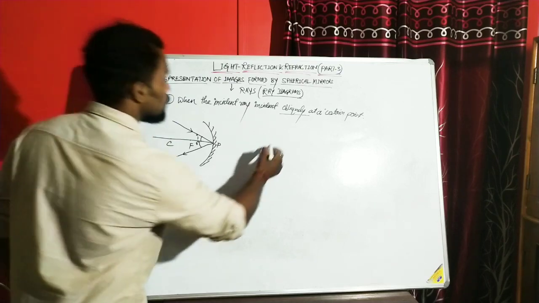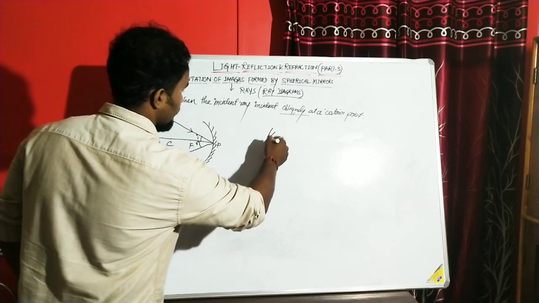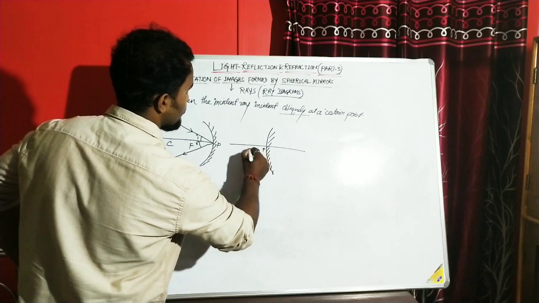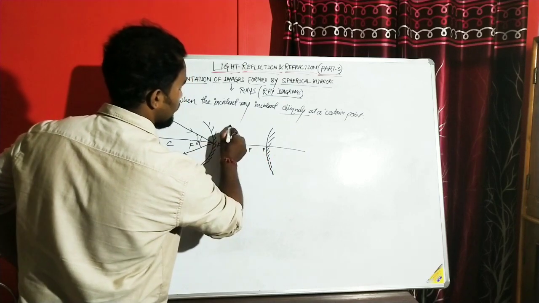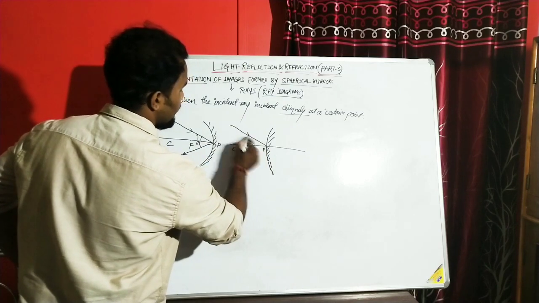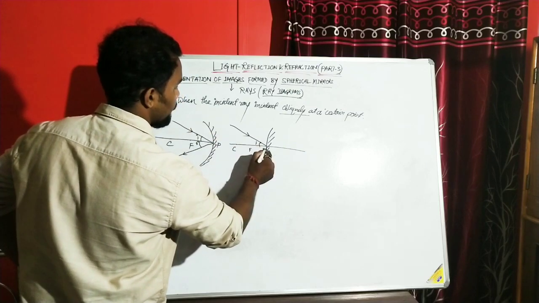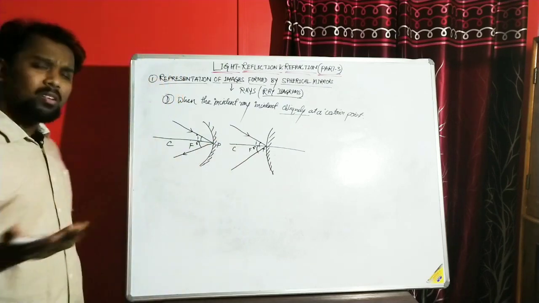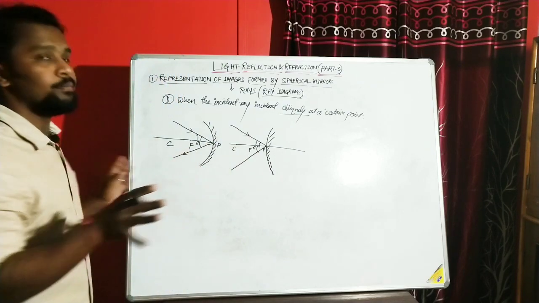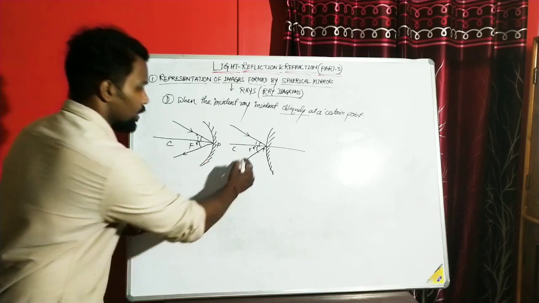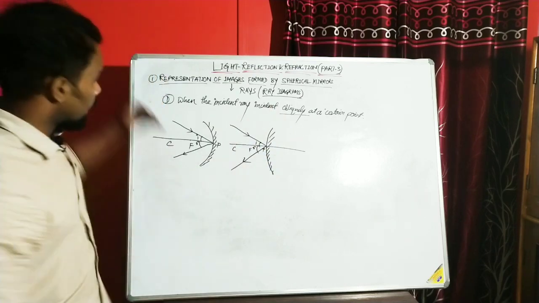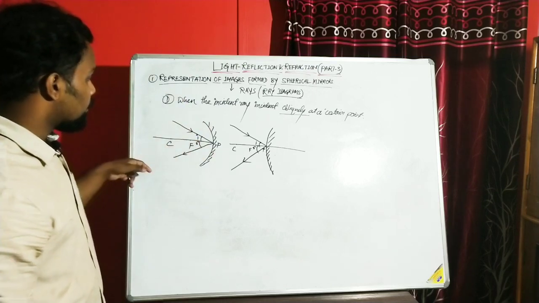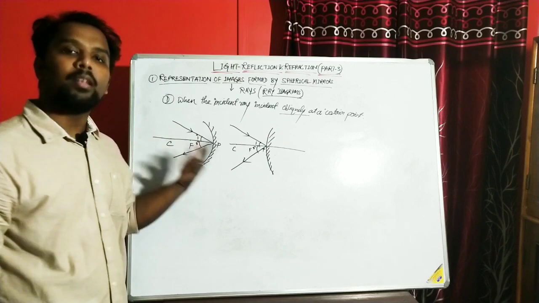Now the same thing happens in the case of a convex mirror. This is the pole, this is the focus, this is the center. It will be incident obliquely like this, at the same angle I. Again it will move like that, at the same angle R. Simple concept, nothing to actually explain. Light gets incident at a certain point, the pole, and after getting incident, it is reflected with the same angle as the incident angle.